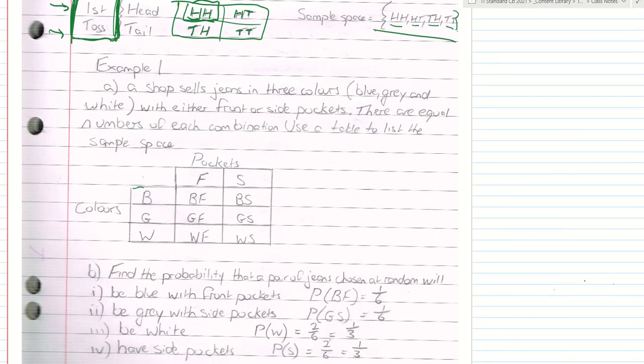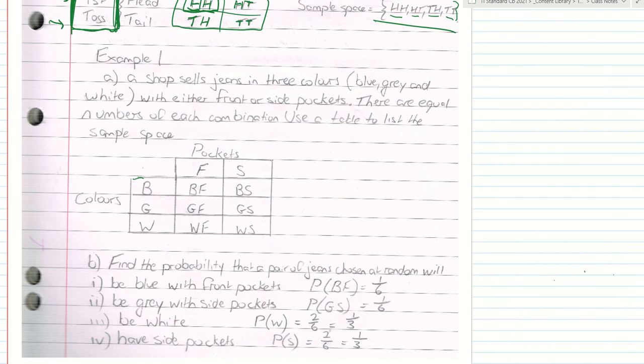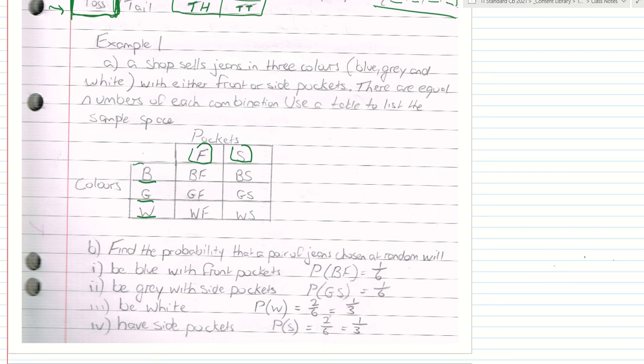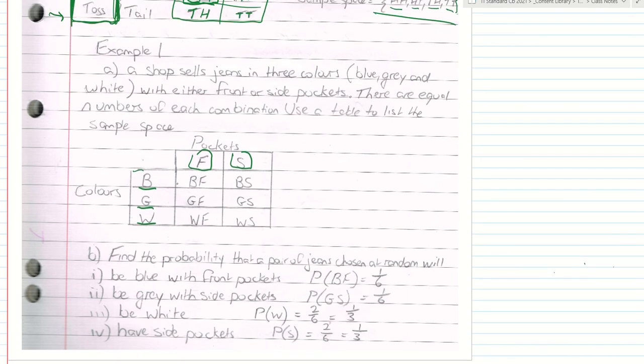Let's have a look at our first example. We've got a shop selling jeans in 3 colours, blue, grey and white. So let's put them in our rows, blue, grey and white, with either front or side pockets. Put them in our columns, front pockets, side pockets. There are equal numbers of each combination. Use a table to list the sample space. Okay, so there's our sample space. We've got our table, there's our sample space in there. There it is, and that's fair enough to leave in there. It's asked us to use a table for our sample space.